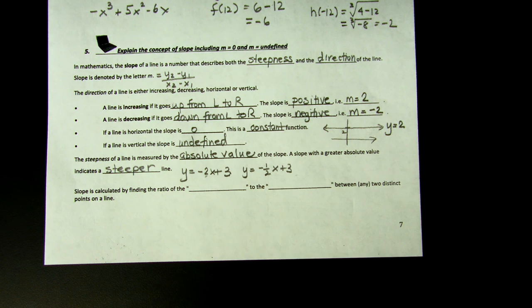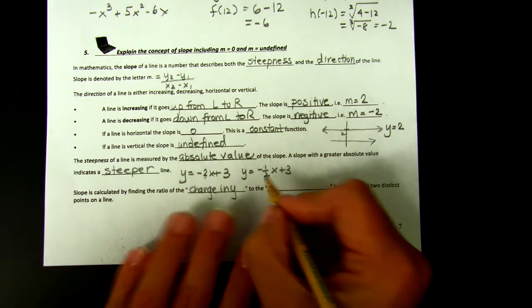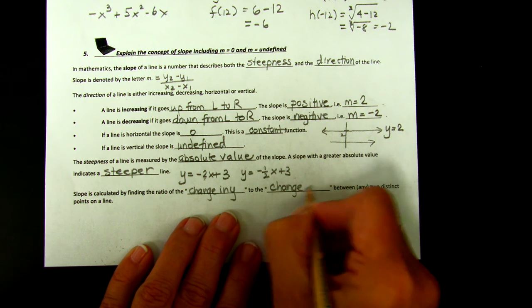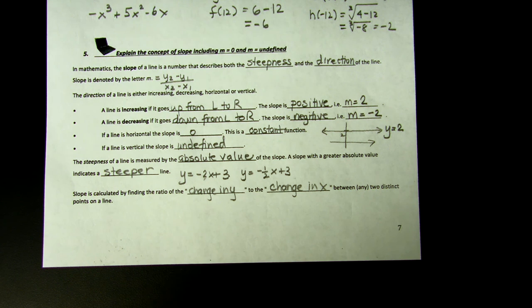Slope is calculated by the ratio of the change in y to the change in x. Calculus is the study of change. So slope becomes an important concept in calculus. That's when we're dealing with 2 points. So slope is calculated by finding the ratio of the change in y to the change in x between any 2 distinct points on a line. And you remember that from Algebra 1 and Geometry and Algebra 2 and probably Trig Pre-Calc also. All right, that's it for finding the slope.